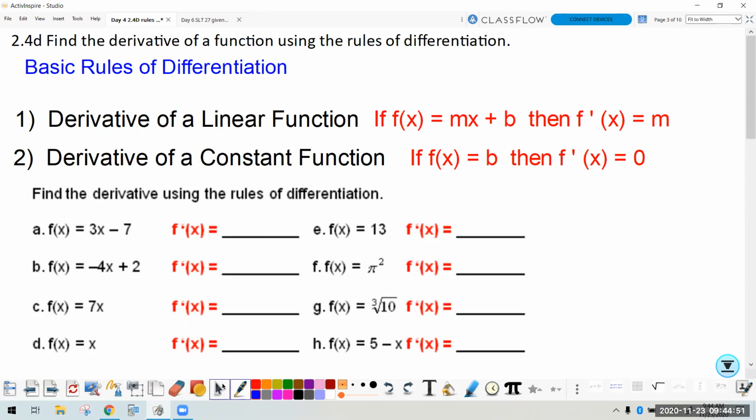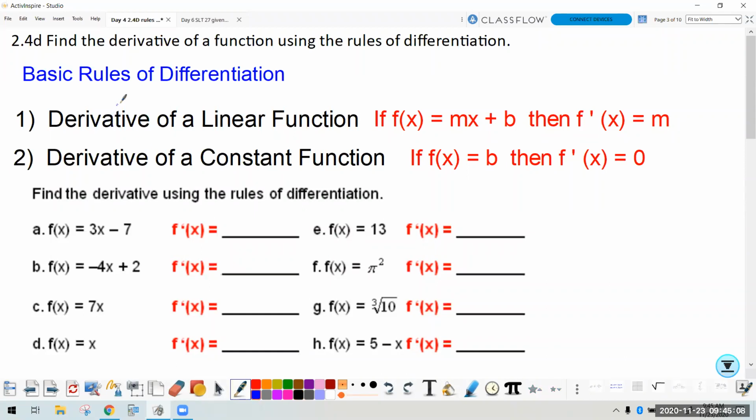Basic rules of differentiation. We have finally made it to our shortcuts. Yay. From here on out, we don't have to use the limit unless the problem says use the limit to prove, just like your last quiz did. Now we'll know how to do these shortcuts without the limit.